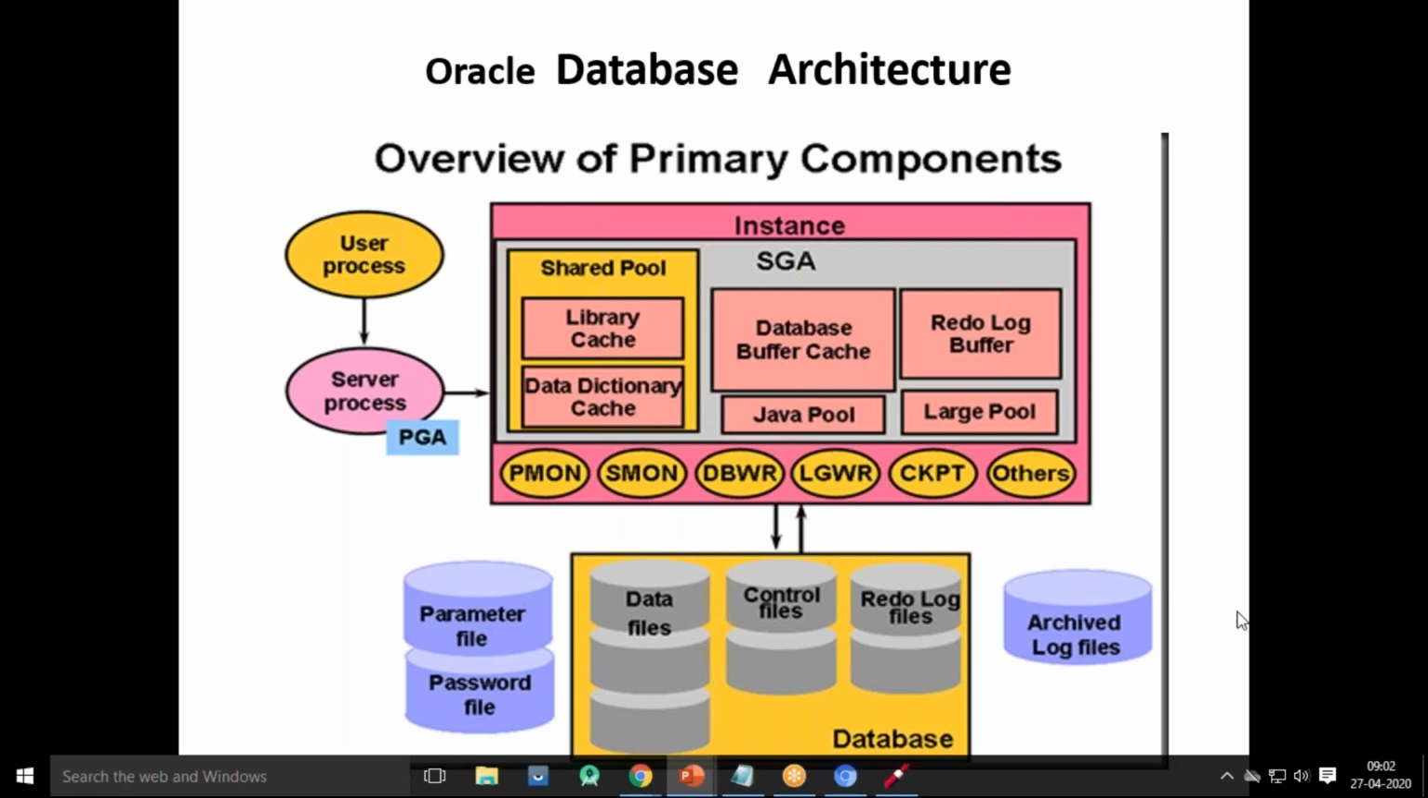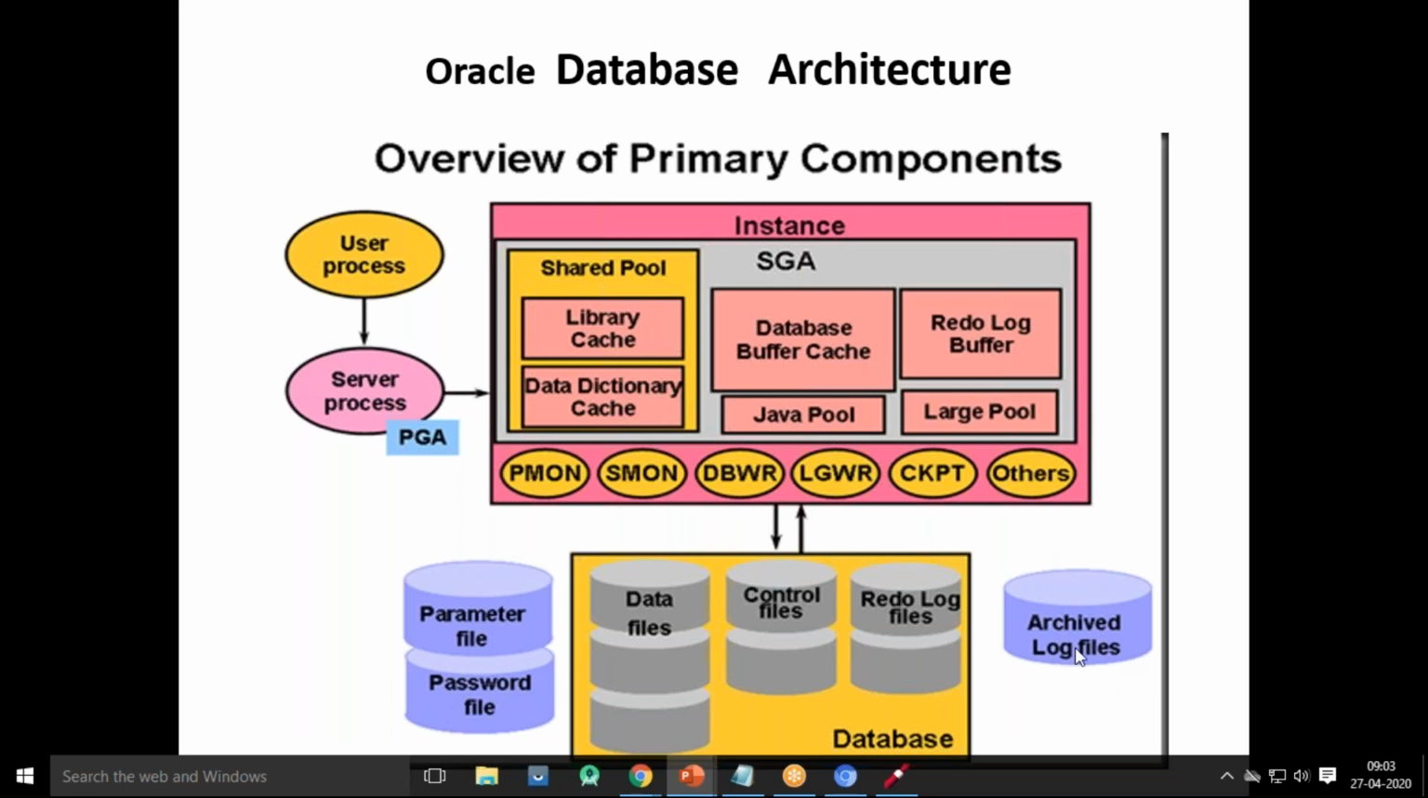Next we have the parameter file. Parameter file means all the configured parameters: the database name, and the location of the control file, because without it we cannot open the database. The location itself is present here, so using this we can start the database. Next you have the password file. For the sysdba we have to give a password, and the sysdba's password will be stored here.